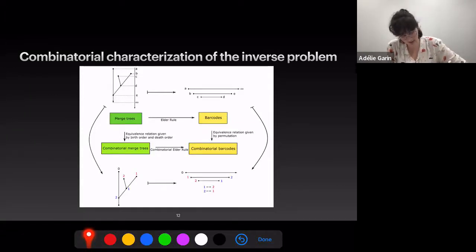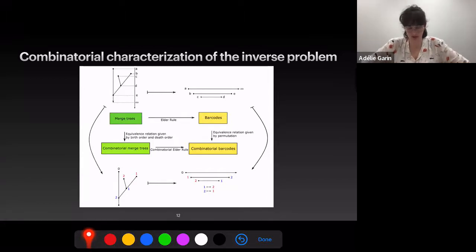So you can see that here, the label of the birth, so here we have the first label, is sent to the second label. So we have 1 sent to 2, and then 2 here is sent to 1. And that is my combinatorial elder rule. So just using the symmetric group, we can completely characterize what kind of trees we have, combinatorial merge trees. I will get back to this in a bit.